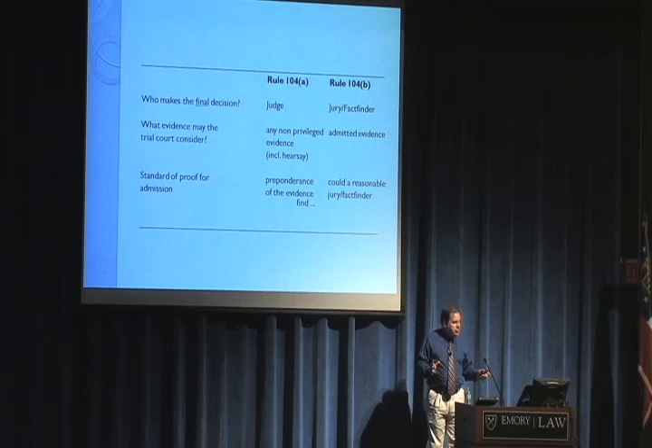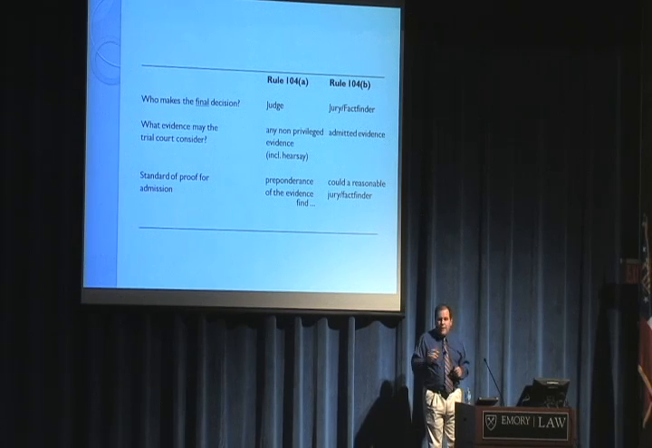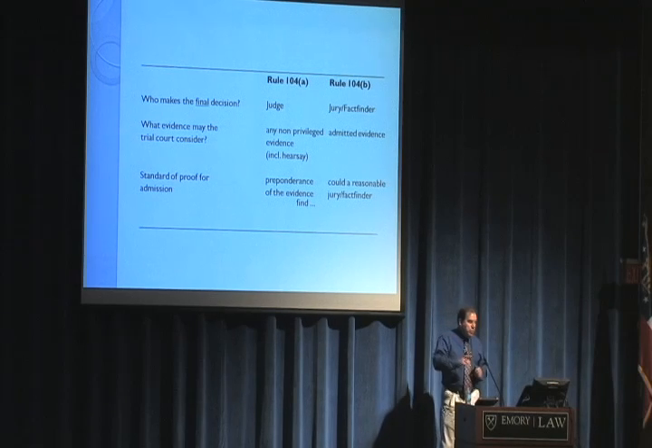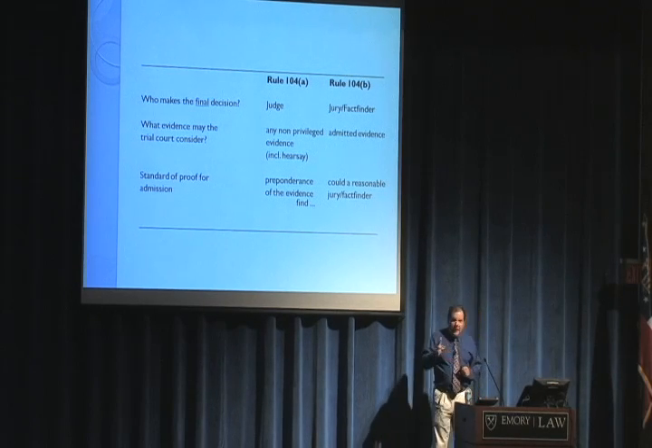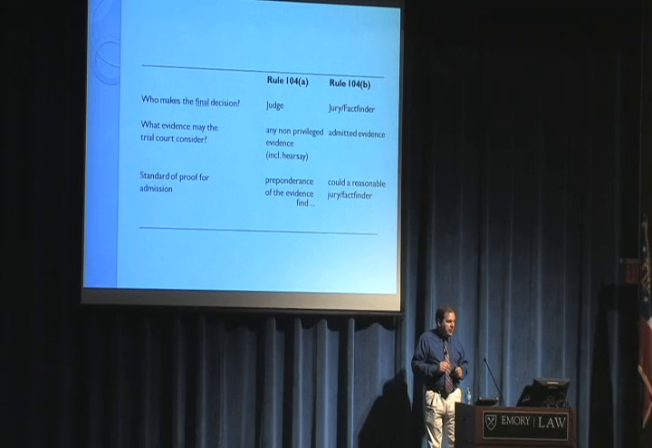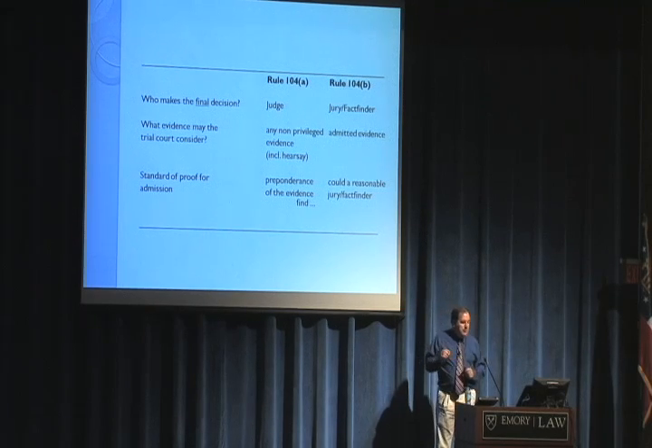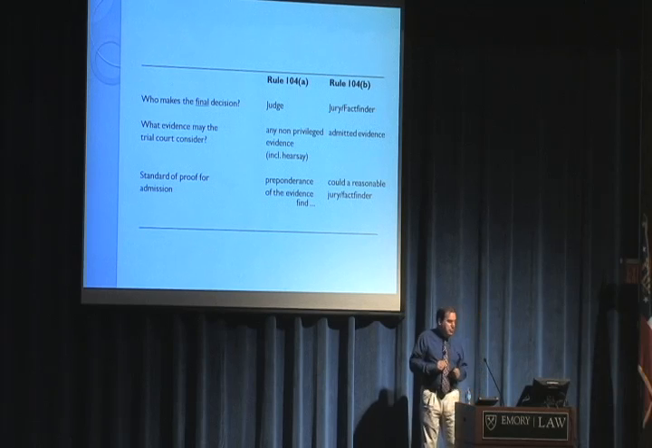Okay, so you see by this chart, if it's a 104A question, the judge decides it. The judge can consider any non-privileged evidence, including hearsay, and the standard of proof is preponderance of the evidence. On the other hand, if it's a 104B question, the fact finder, the jury, is the ultimate decider. The judge looks at any evidence that will be admitted and decides, could a reasonable jury fact finder find that it is what the party claims it to be.